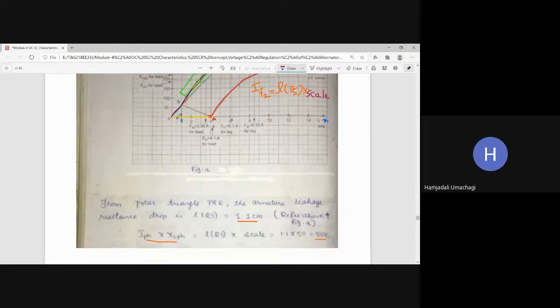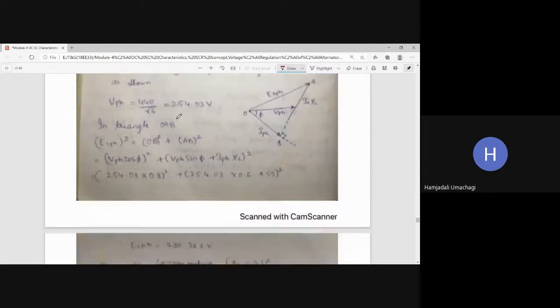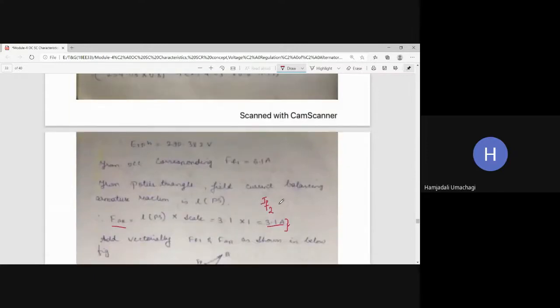Next, I need to calculate IF1. IF2 you have calculated, now I need to calculate IF1. Yes or no? What is this IF1? As per the MMF method, it is the field current required to induce the rated voltage. Now, if I want to calculate this IF1, I should calculate E1 phase.